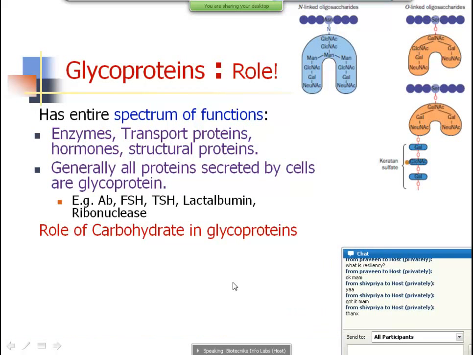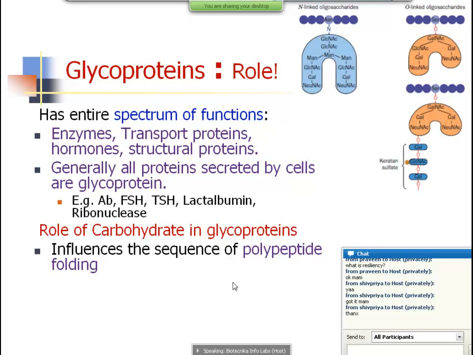So you have enzymes, transport proteins, hormones. Generally every protein which is released out gets glycosylated in order to make it functional. This glycosylation is a kind of post-translational modification, by which every protein, once synthesized and released, gets glycosylated in order to become functional. For example, hormones like FSH, follicle stimulating hormone, or thyroid hormone. Any of the proteins released usually gets glycosylated.